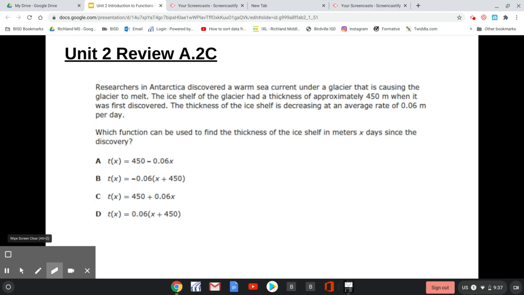Unit 2, 8.2c. We can see that Antarctica discovered a warm sea current under a glacier that is causing it to melt. The ice shelf of the glacier has a thickness of approximately 450 meters. So I'm going to write y equals mx plus b, because that's what I'm looking for.